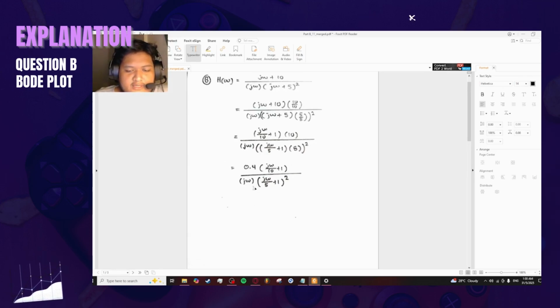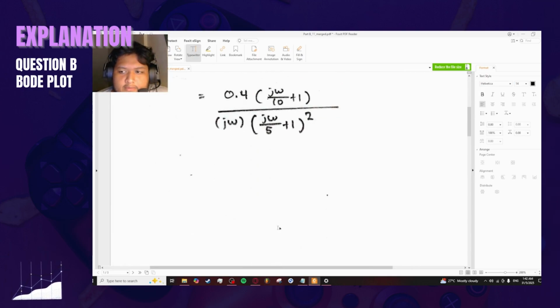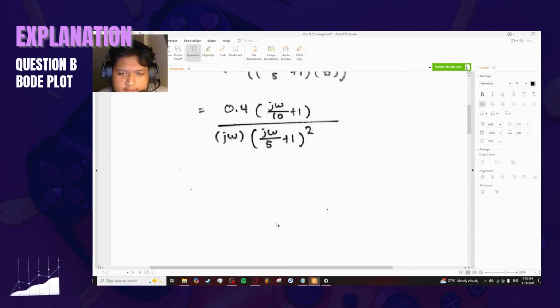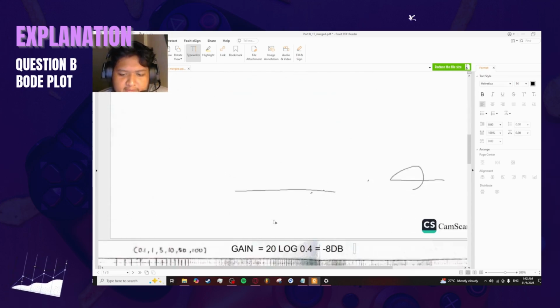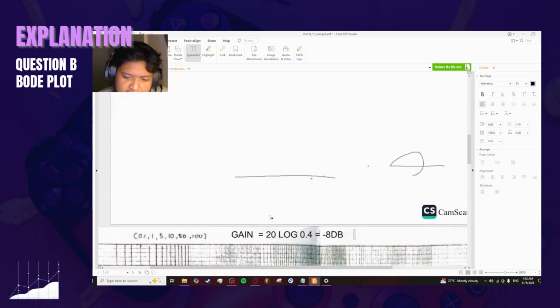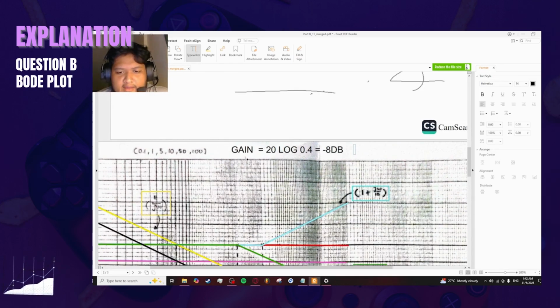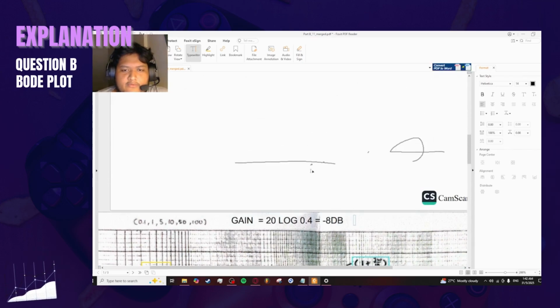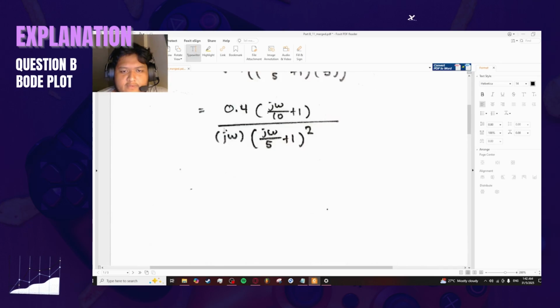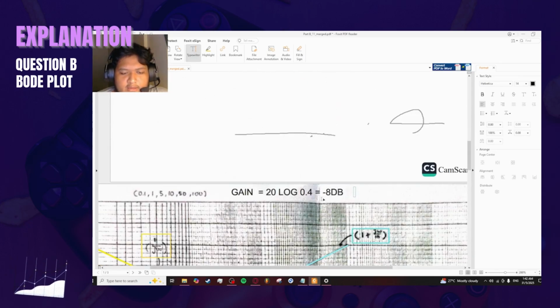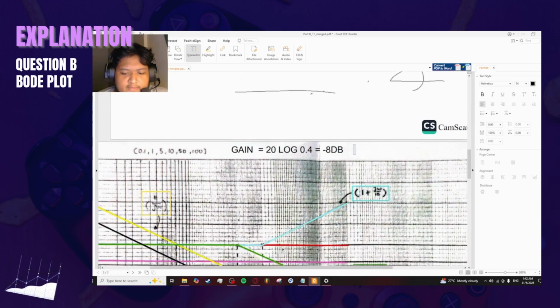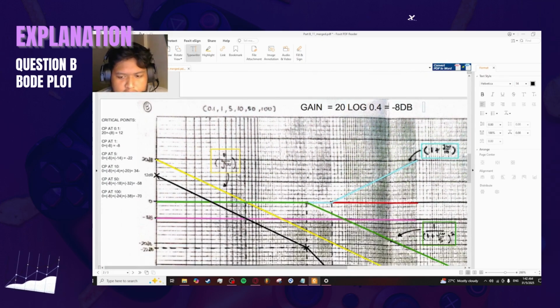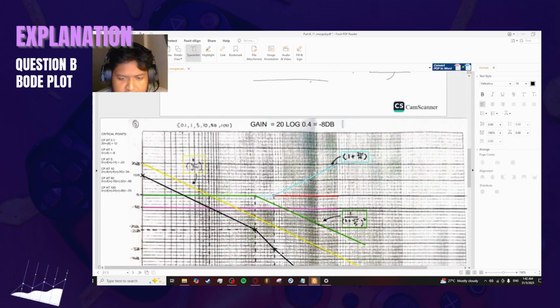In this video, I will explain the transition from my friend's explanation video about the transfer function. I will explain how to draw the Bode plot based on the transfer function that you got in the calculation. Before you draw anything, I suggest you calculate the gain value first. To calculate the gain value, K, you use this formula: 20 log 0.4, using this value over here, and you get negative 8 decibels.